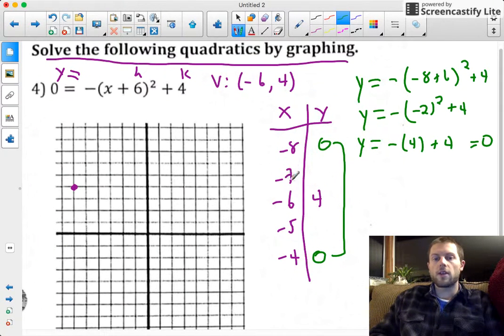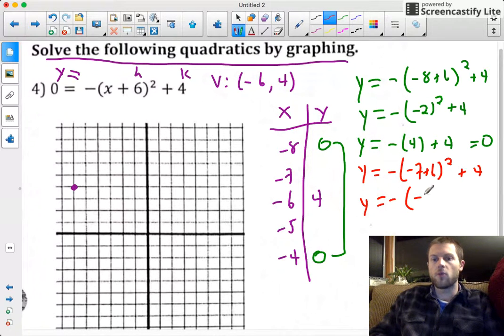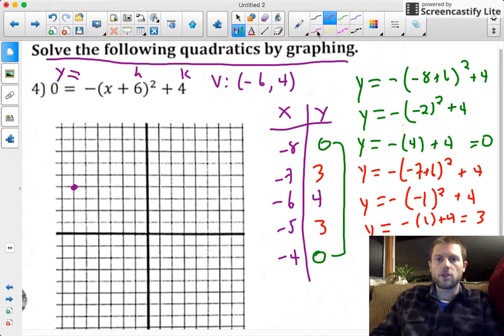Let's try the next one, negative 7. Let's go to red here. So y is going to equal negative (negative 7 plus 6) squared plus 4, or y equals negative of negative 1 squared plus 4. So y is going to equal negative 1 plus 4, and that looks like that's going to come out to be a positive 3. So we'll plug in a 3 here and a 3 here. And let's plot the rest of these points.